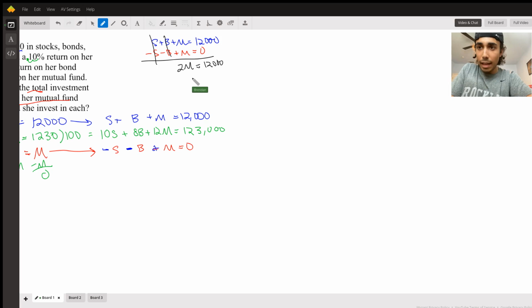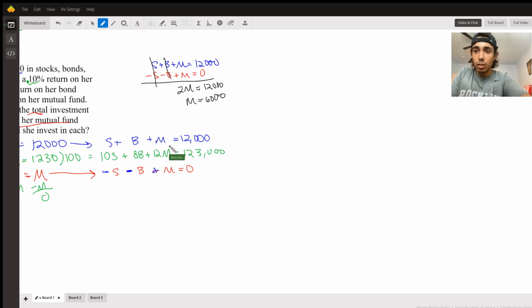Right off the bat, dividing by 2, we already solved for the mutual fund. So she put 6,000 bucks in the mutual funds. This is great. Now I can take that 6,000 and plug it in for m, but I'm going to have to plug it into 2 equations. Then I'm going to have 2 equations with just s and b. It skipped the initial step of getting 2 variables and 2 equations because I just solved for one right off the bat.